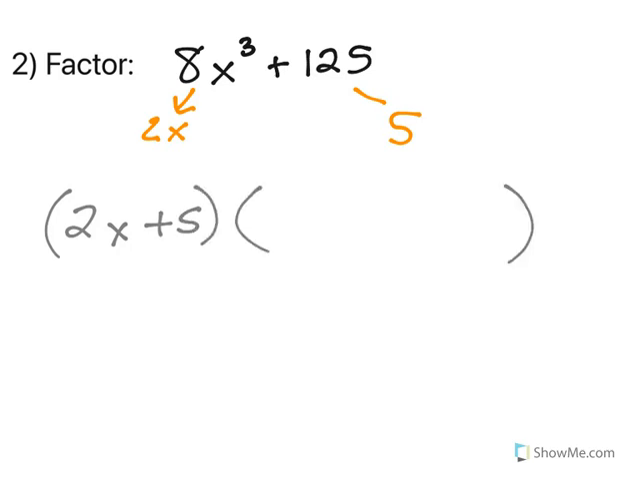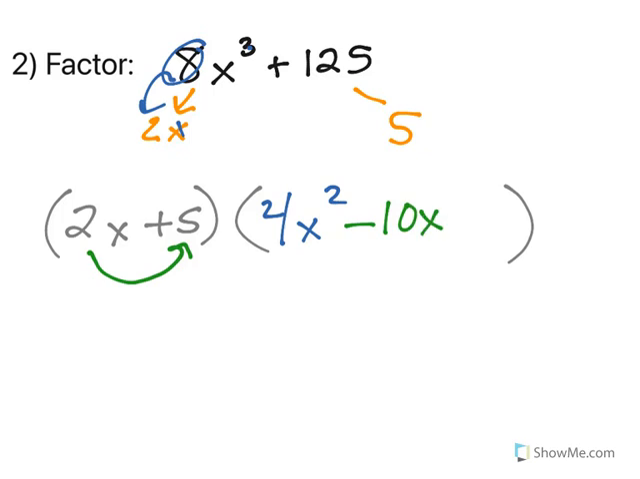Then I do my second piece. 8 divided by 2 is 4. I had x cubed, got rid of an x, so I have 4x squared. Then I take 2x times 5, so minus 10x. And then last, 125 divided by 5 gives me a positive 25. So my factored form is 2x plus 5 times the quantity 4x squared minus 10x plus 25.